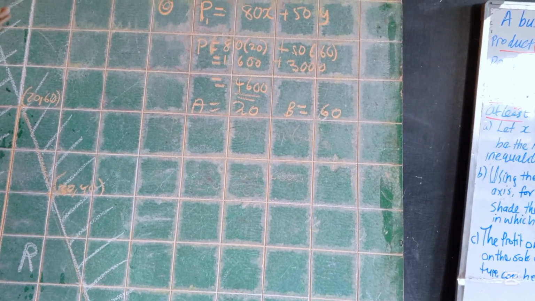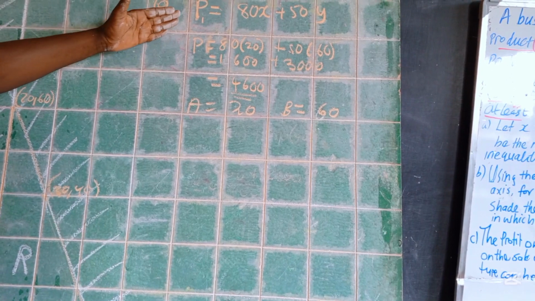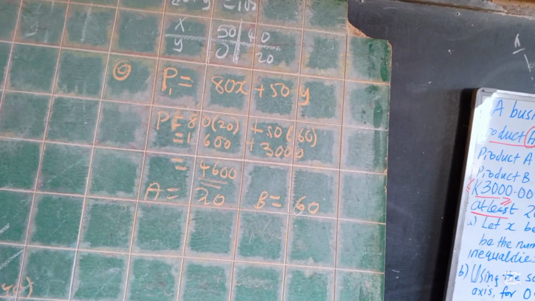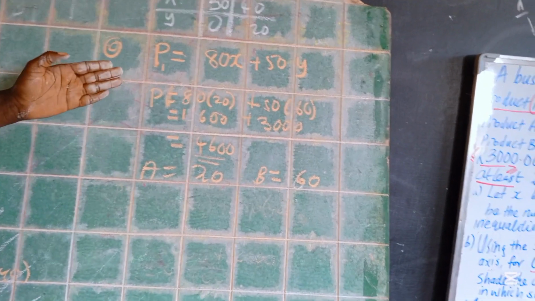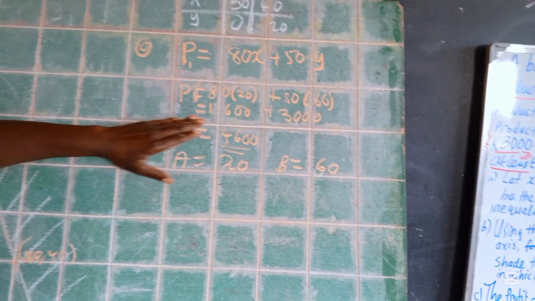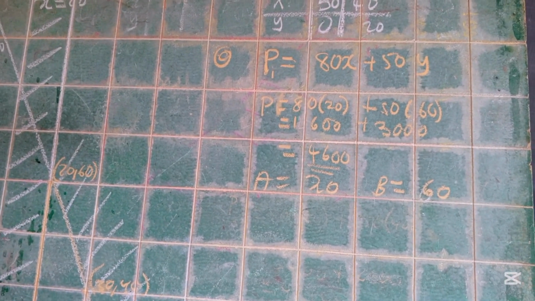Ladies and gentlemen, I hope it is understood. Now, let's hope the camera is able to catch this color I've used. Let's hope so that people should understand. I mean, we should produce 20 product A and 60. Last but not the least, we are talking about D.